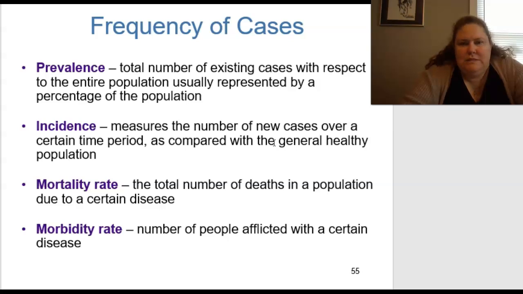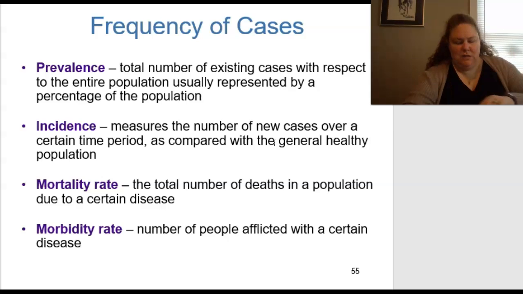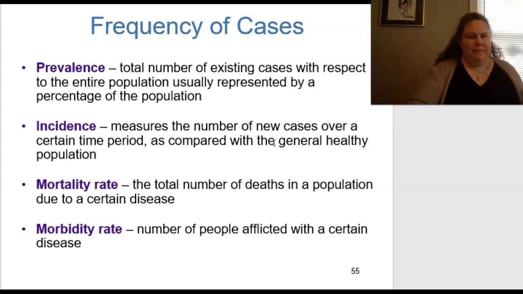When talking about the frequency of cases, we have prevalence, and this is the total number of existing cases with respect to the entire population, usually represented by a percentage of the population. We have incidence, and this is the measure of the number of new cases over a certain period of time, compared with the general healthy population. We also have mortality rate, the total number of deaths in a population due to a certain disease. And we also have morbidity rate, the number of people that are affected with a certain disease. Okay.